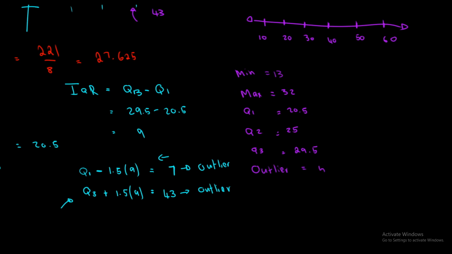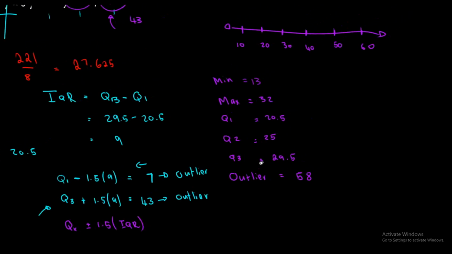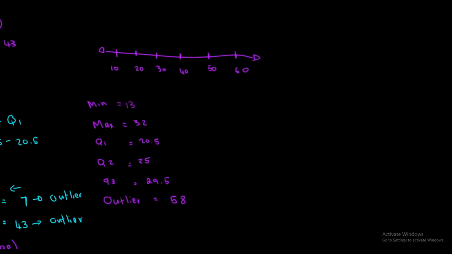Our outlier was 58, since it was greater than our quartile plus 1.5 times the interquartile range. So it would look something like this: Q sub x plus or minus 1.5 times IQR. Okay, this is to find outliers. So now that we have all these values, we can actually start drawing our plot.